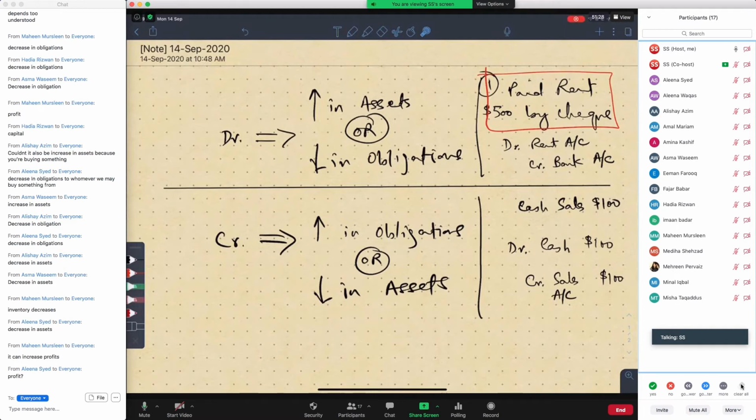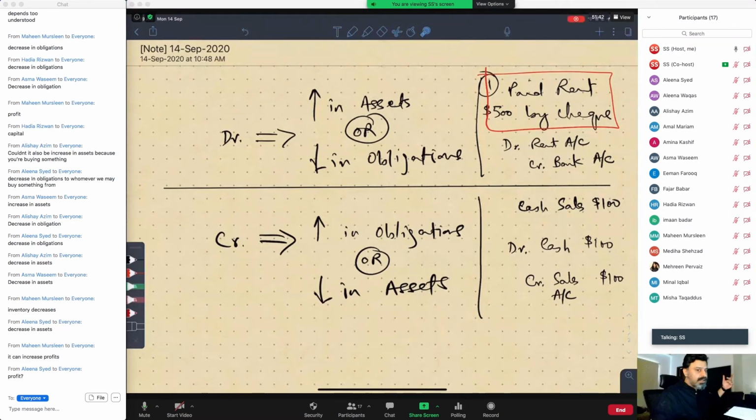So again, you can see increase or decrease cannot be taken in a good sense or a bad sense. For example, increase in obligation to the third parties is probably something which is not good for the business. But increase in the obligation towards your owner doesn't harm you actually. It is actually good because your owner is not going to take the money away from you anyway.